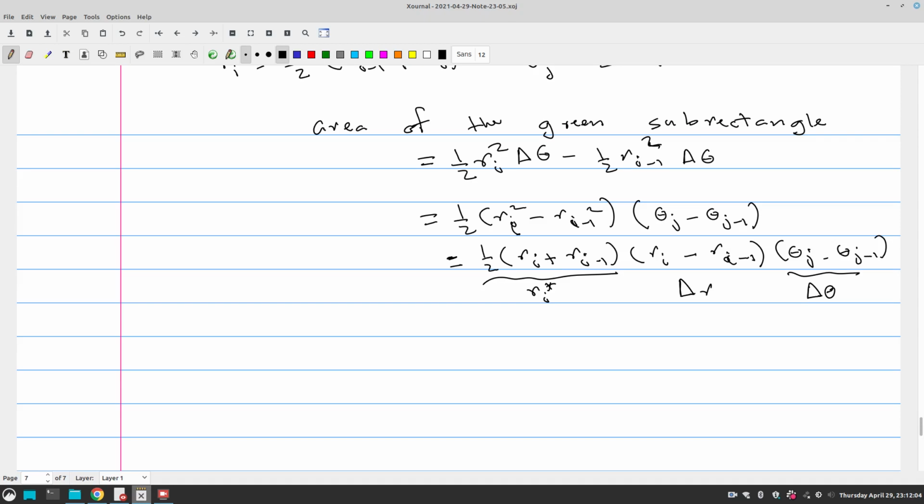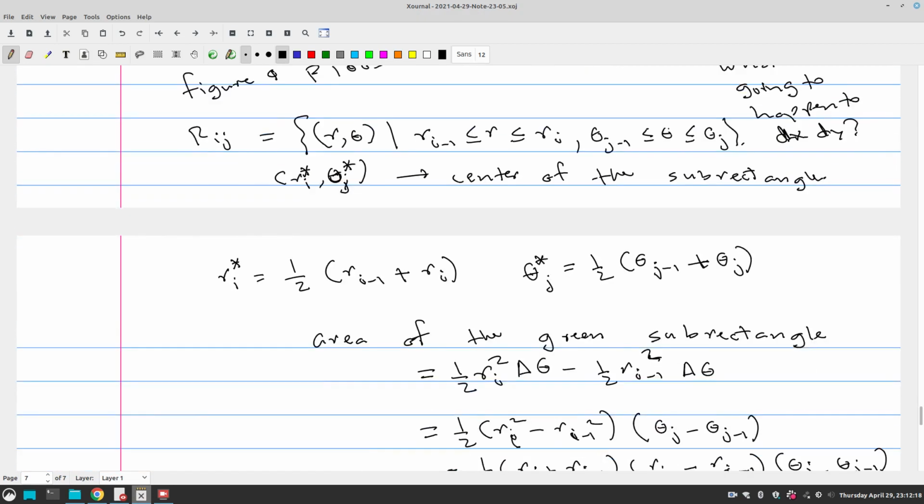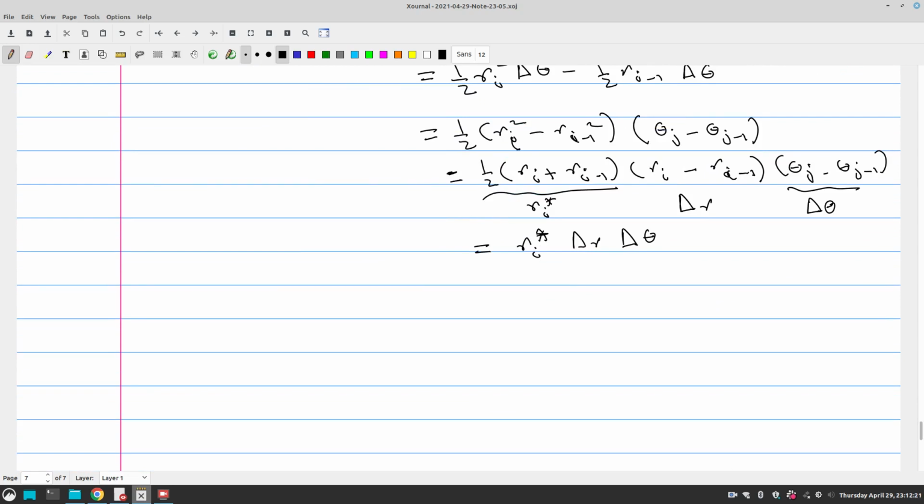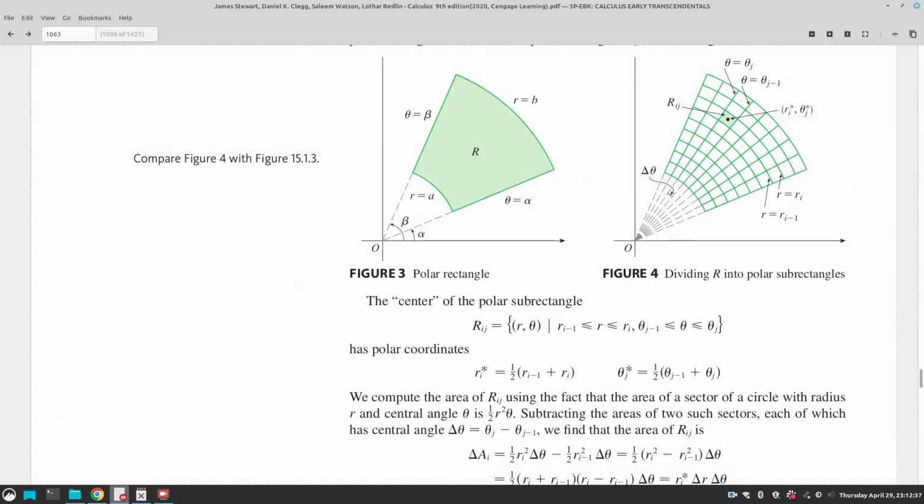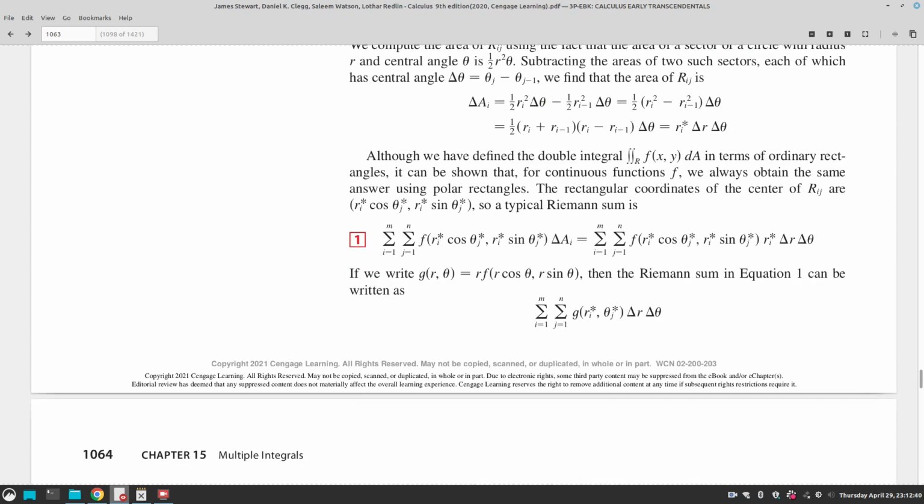Right, now this conversion is Ri star delta R delta theta. Right, so we can write the Riemann sum, i equal to 1 to m, j equal to 1 to n, of f. Which Riemann sum are we talking about? We're talking about the Riemann sum that gives us the approximate area. Alright?